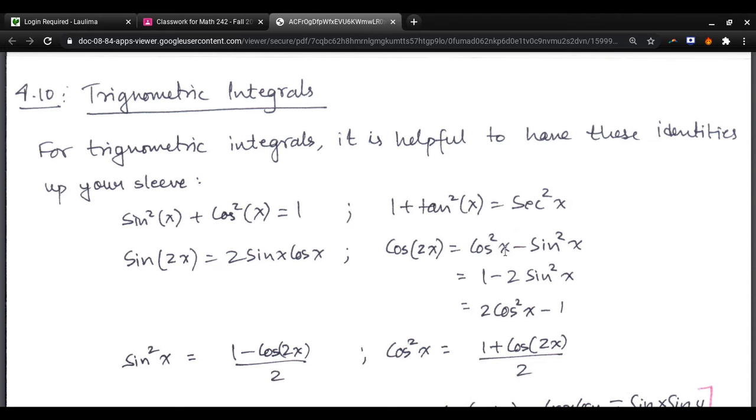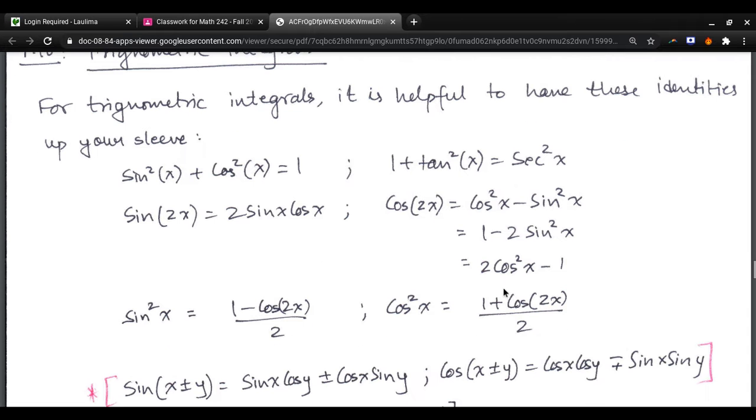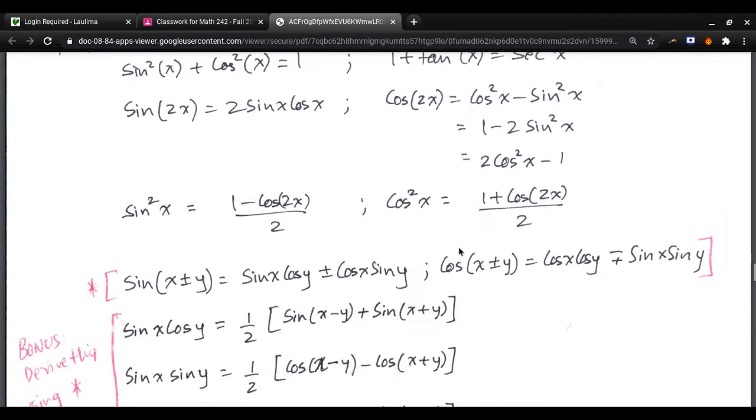Cosine of 2x is cosine squared minus sine squared, which has these other two useful forms which can be derived using this first relation. And then from this relation, you can find that sine squared x is (1 minus cosine 2x) over 2 and cosine squared x is (1 plus cosine 2x) over 2. Similarly, there's a formula for sine of the sum and difference of angles, and cosine of the sum and difference.